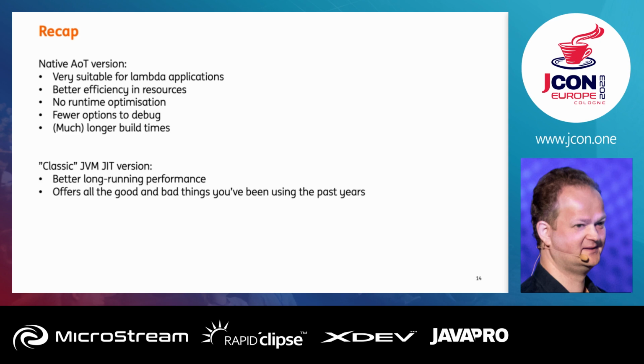The classic JVM stuff, that's what we've been doing for the past 25 years, at least if you've been developing that long. It does have better performance over a long time. So if you have a REST endpoint that's called with 100, 200 TPS, then it might be better to stick to the JVM or look at the PGO optimization I showed earlier to see if that works out for you.